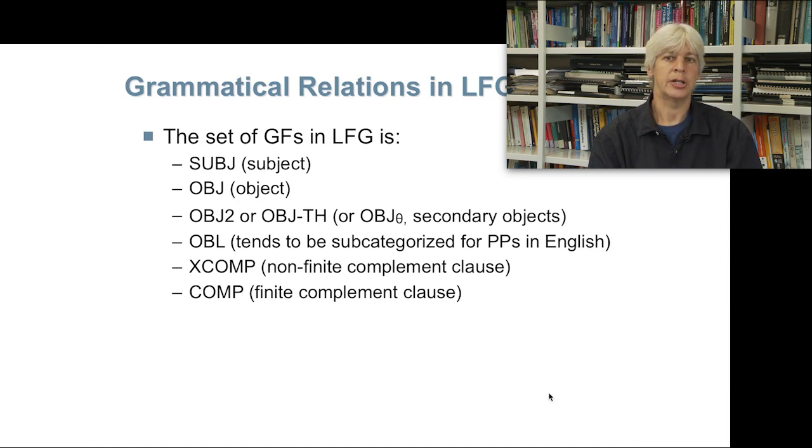Then we also have object 2, or as it's more generally referred to in the theoretical literature, object theta, where the theta basically stands for some kind of role. So you could have an object goal, for example, an indirect object, that's what they often are, or some kind of affected object. So you could have several of these secondary types of objects, actually. The next thing is an oblique. These tend to be PPs in English that are subcategorized for, things like I waited for you for hours. They could also be thetas. There could be several of these.